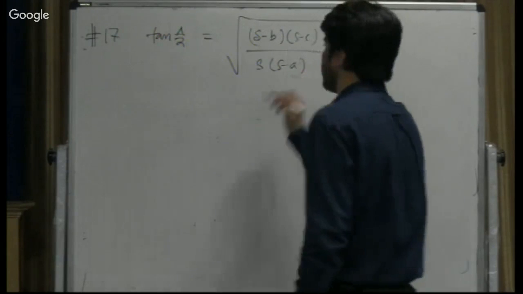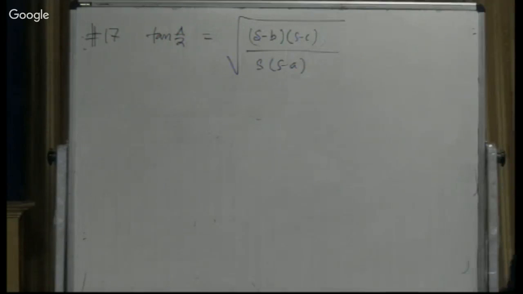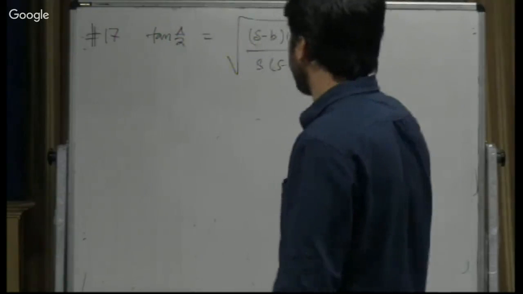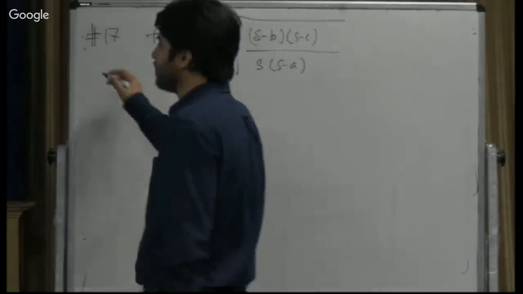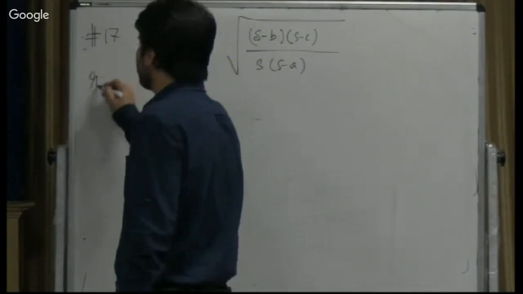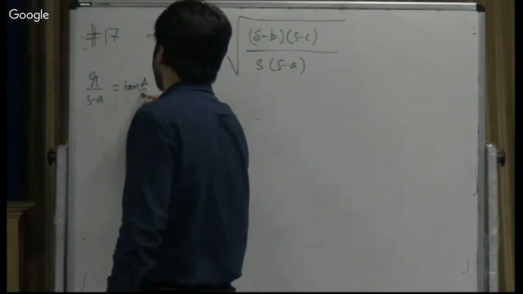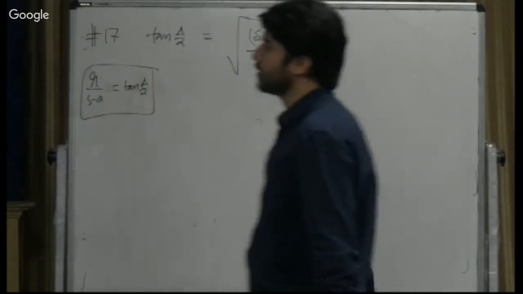ये बात कितनों को समझ में नहीं आया कि tan A by 2 यही होगा? मैं भी प्रूफ कर रहा हूँ. एक्चुअली तुम्हें प्रूफ करना है. प्रॉपर्टी 17 इज R by S minus A is tan A by 2. ये तुम्हारा प्रॉपर्टी है. इसे प्रूफ करना है. ओके, दिस इज द प्रूफ यू नीड.